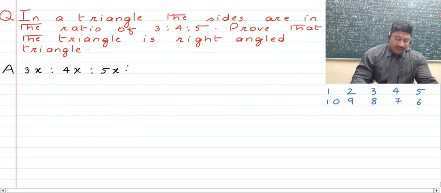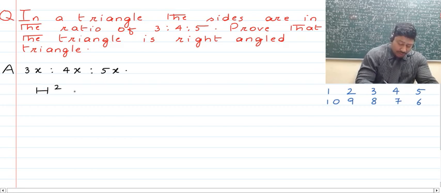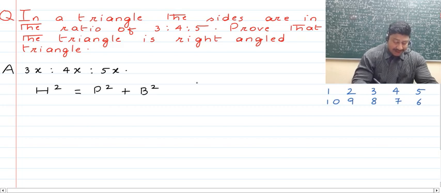Next, now if they are to be the sides of a right angle triangle, then obviously the Pythagoras theorem should apply. That is, the largest side square, or in other words the hypotenuse square, should be equal to sum of the squares of the other two sides, that is, one being the perpendicular and the other being the base, right? So this is the theorem which should be applicable. Now here, children, we can see that the largest side is actually 5x, right?